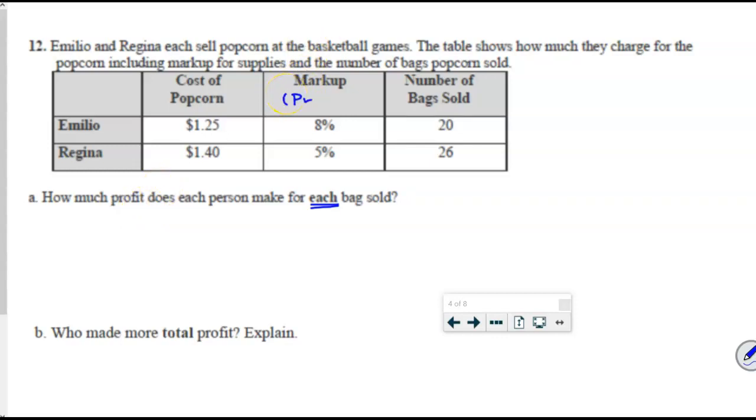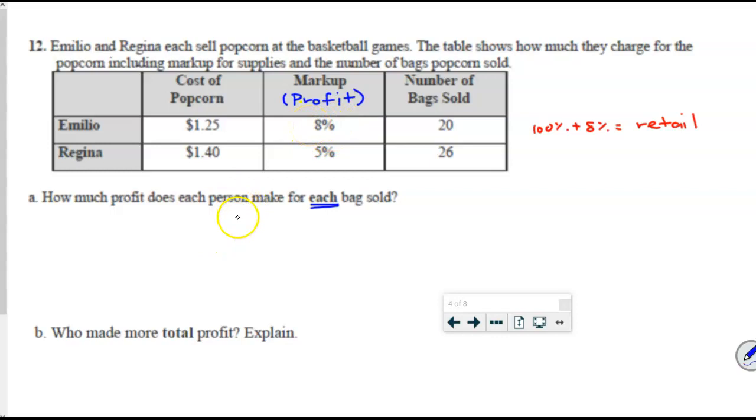You guys are still sleepy today. The markup is the profit, so I only care about the 8%. I don't necessarily care about the 100% plus the 8%. That 100% plus 8% is going to give me the new total amount, or what they sell the popcorn for. This would be the retail price, what they're selling it for. This problem is not asking for the retail price. The problem is asking just for the profit. So that means I'm going to focus on this 8%.